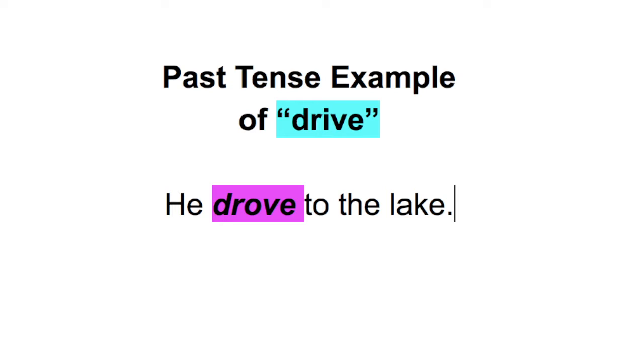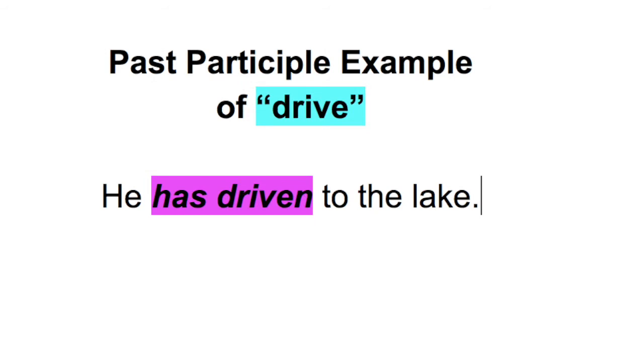The first sentence is, he drove to the lake. So that's the past tense form. Now, all your life you've been taught to add ED to the end of a verb to make it past tense. But we wouldn't say he drived to the lake. So we say drove. Drive is an irregular verb because to make the past tense, it becomes drove. He drove to the lake.